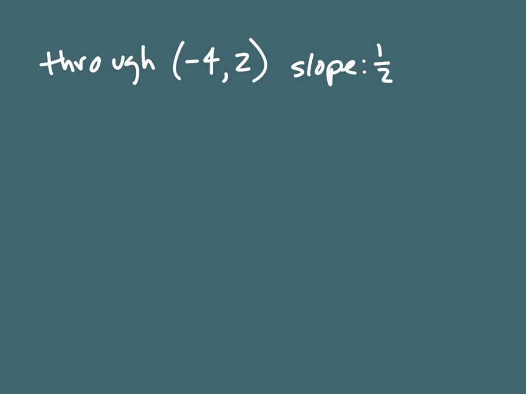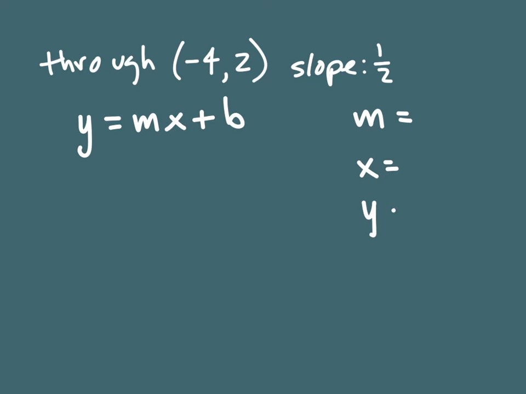So if I'm using slope-intercept form, I want to use y equals mx plus b, okay? And when I do this, I want to identify my slope, an x value, and a y value. And so my slope is given to us, and that's 1/2. The x value that we have is -4. The y value that we're given is 2. Now I'm going to substitute these values into our equation to solve for our y-intercept. So let's first take our y value and plug that in.